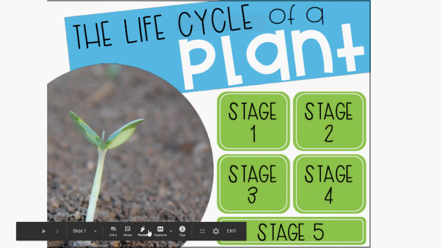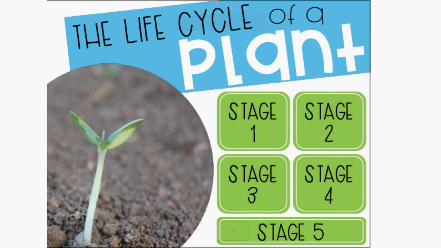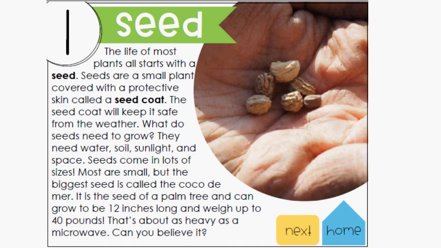Today is our science lesson, and we are going to talk about the life cycle of a plant. Now, when we say life cycle, we just talk about the different stages or the different parts the plant grows through during its growth. Stage one, we know a plant starts as a seed.